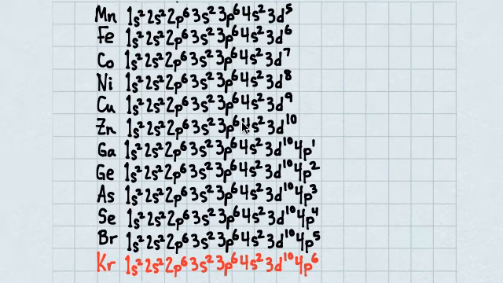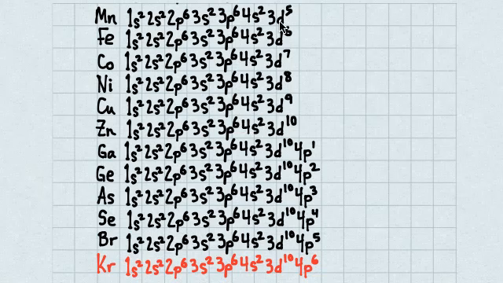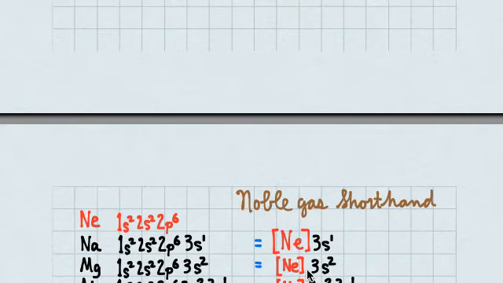Then I go to manganese. Oh, I'm filling in my d orbitals now. The d orbital all fills up. And gallium, then 4p1, 4p2, 4p3, 4p4, 4p5, 4p6. That brings me to krypton. Interesting.